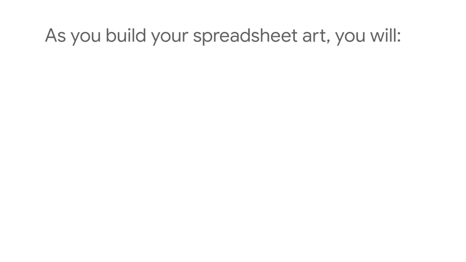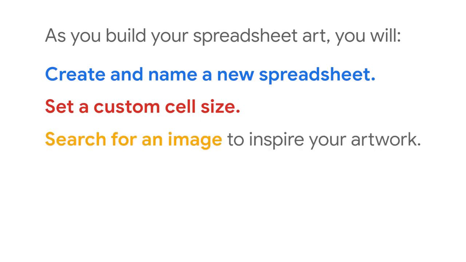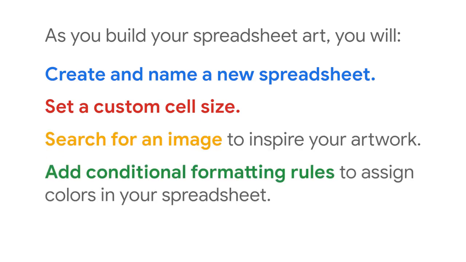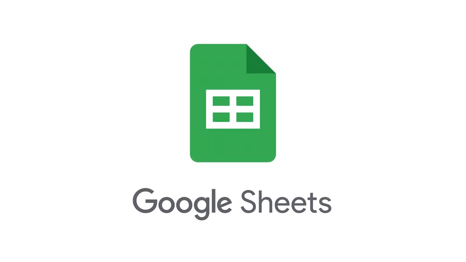artwork. As you build your spreadsheet art, you will create and name a new spreadsheet, set a custom cell size, search for an image to inspire your artwork, add conditional formatting rules to assign colors in your spreadsheet, and use data to create a work of art. Although this lesson uses Google Sheets, you could apply these skills and concepts in any spreadsheet application to create your art.